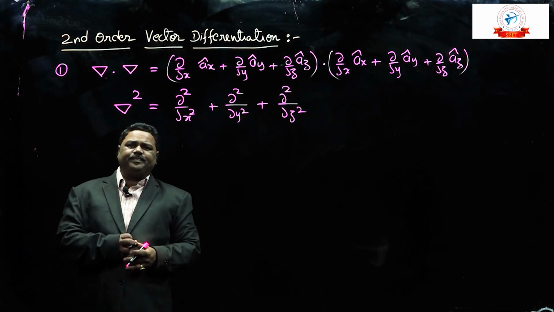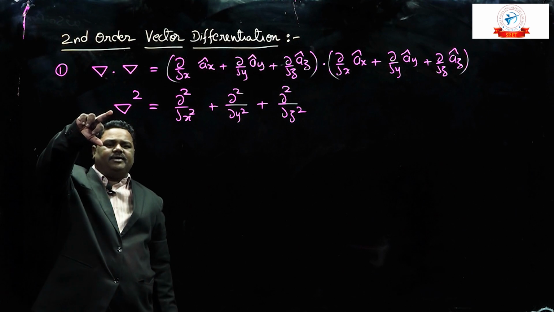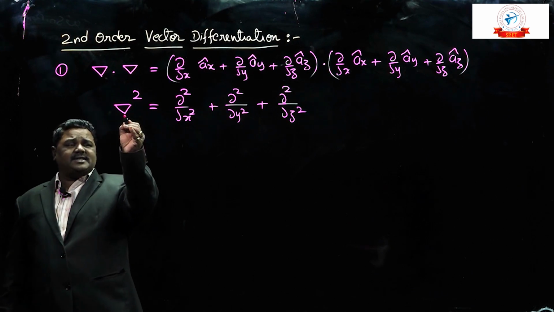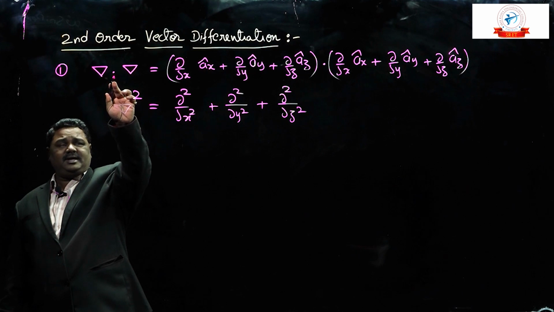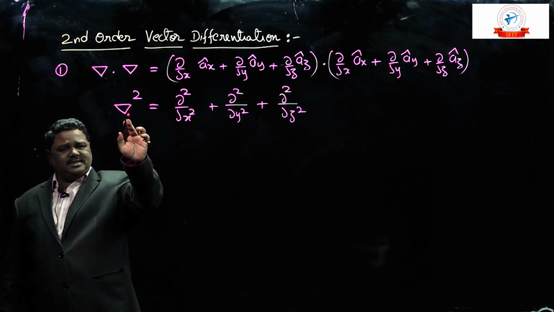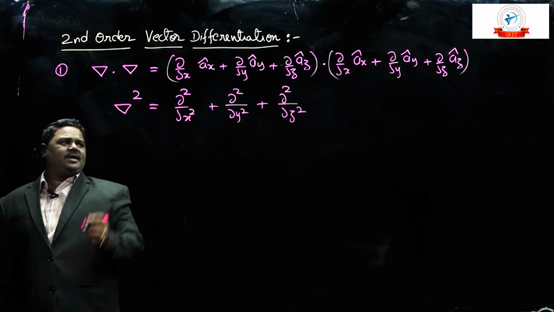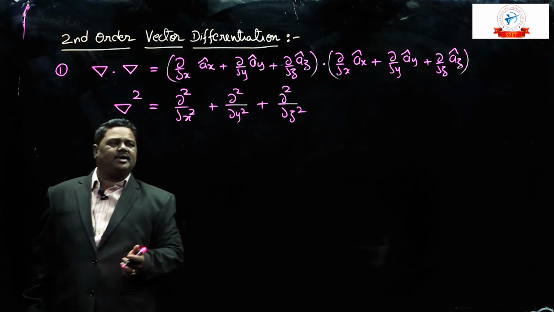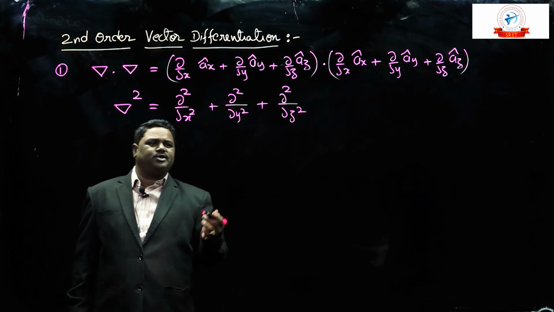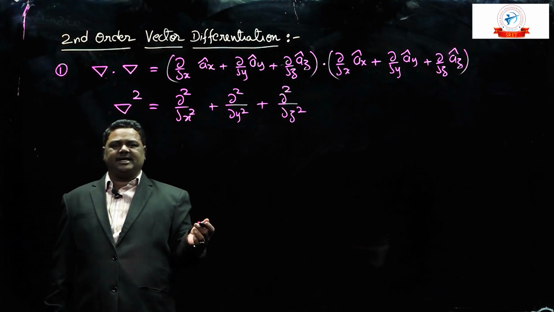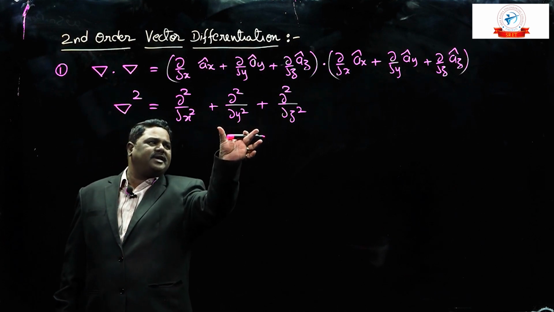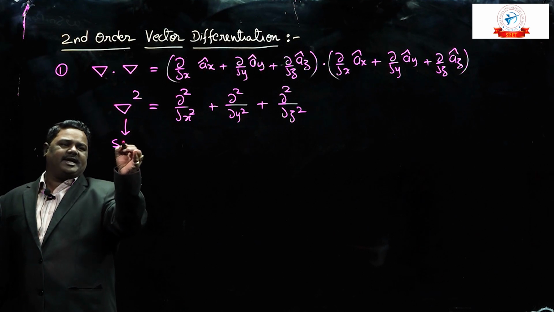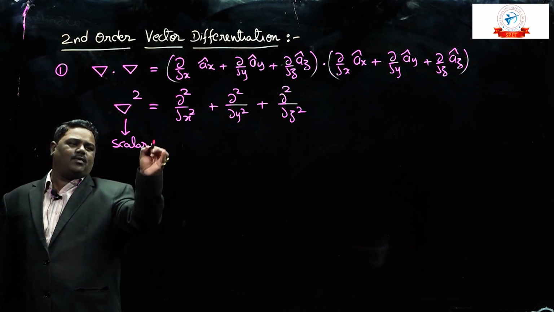Now you tell me, is this del square a vector quantity or a scalar quantity? This del square is the result of a dot product, and the result of a dot product is always a scalar quantity. Or you can observe the right side equation. There are no direction parameters, no x cap, no ay cap, no az cap. So the right side is also scalar. Finally I conclude del square is a scalar quantity.